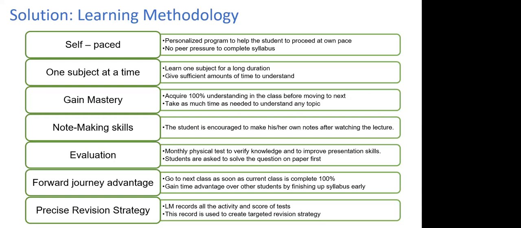And since this happens, the learning speed goes on. So here the learning speed is not constant. It becomes like non-linear learning speed. So what happens is that the student actually gains time advantage over other students by finishing up the syllabus early. At one end, the student is getting mastery. At the other end, he is also moving at a faster speed and goes ahead of the colleague. That's how it happens.